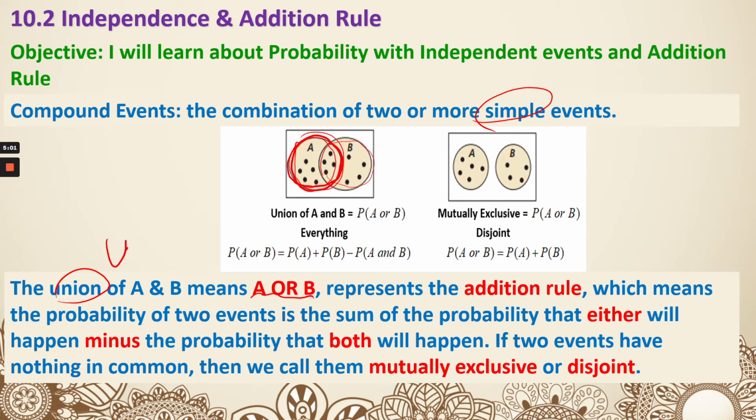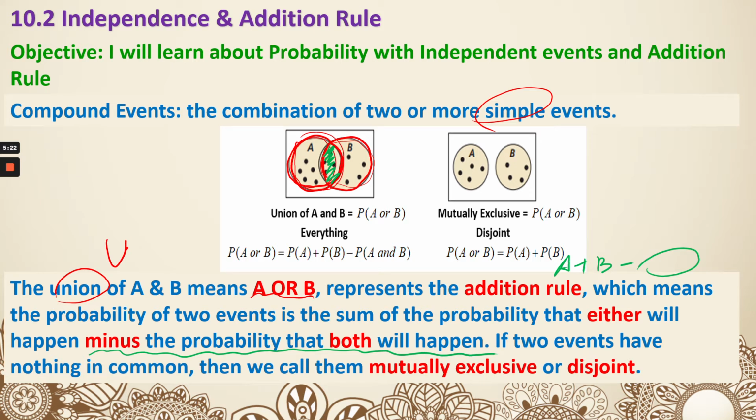We counted that. Then we're going to count the B. You may actually notice the middle section, we actually counted twice. That's why we're going to do the A plus B and then minus whatever the overlapping part is. Because we counted twice, we're just going to need to get rid of one time. That's why we minus the probability that both will happen.